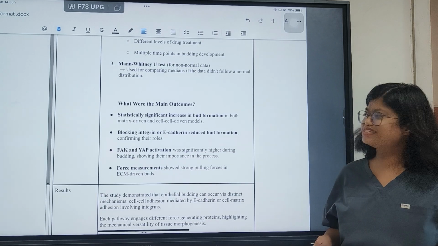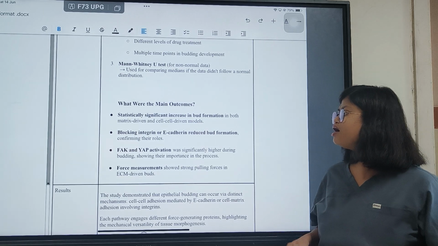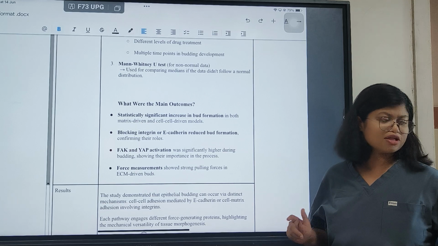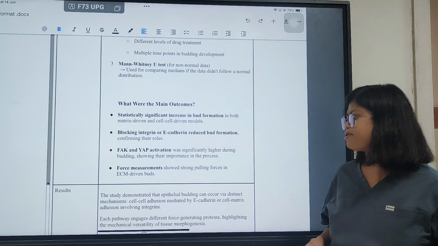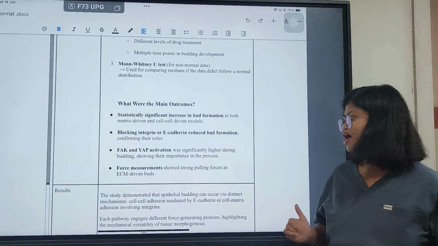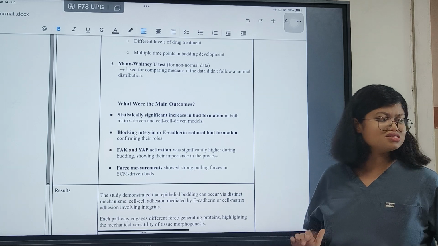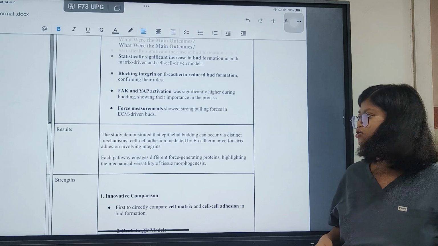And what were the main outcomes? The results were statistically significant. Blocking of the MAP, E-cadherin and others, the TAC pathway, reduced the bud formation. FAK and YAP activation was significantly higher during the budding stage, and when it was blocked, the budding stopped. And force measurements were done using traction force microscopy.